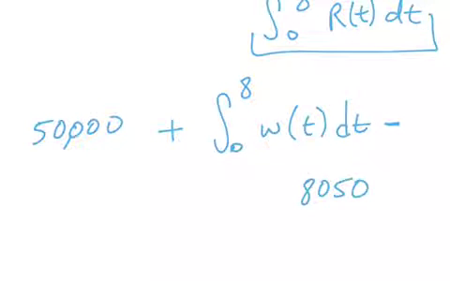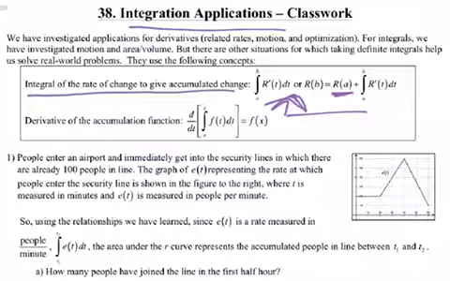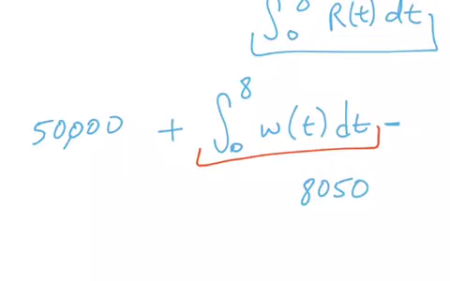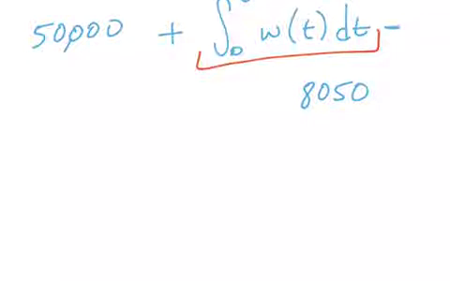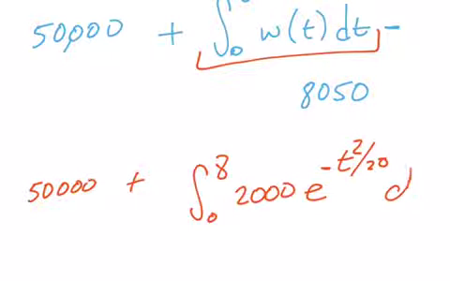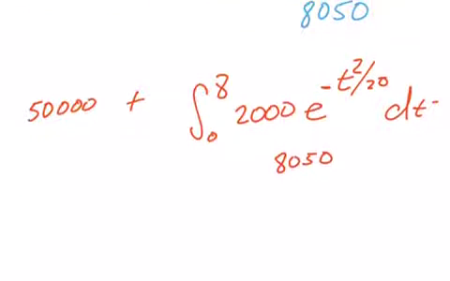So, the next question is, well, that's fantastic. Now, how do I figure out what W(t) is? Well, remember, W(t) is given to you in the beginning of the problem. W(t) is right here, right? So we're left with now 50,000 plus the integration from 0 to 8 of 2,000 e to the negative t squared over 20 dt minus 8,050.